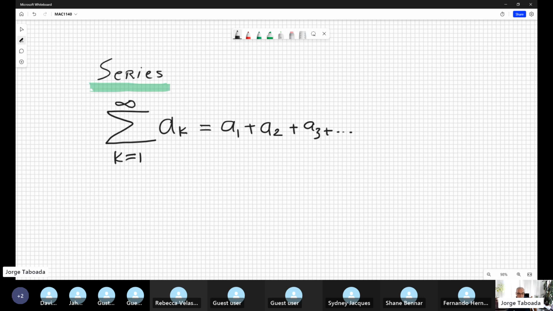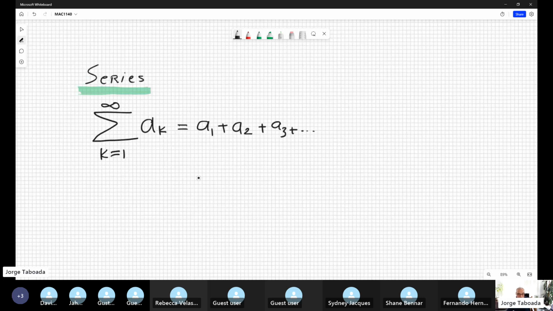Plus that, but it'll never finish because it's infinity. If you have one final number here, 20, 100, so we stop. In this case, no, it continues forever. So the challenge is, this is a sum of the infinity number.